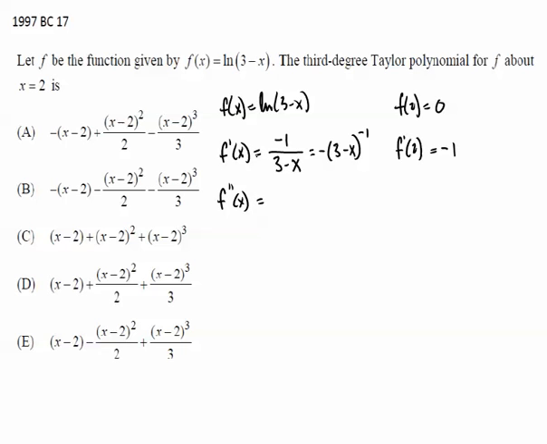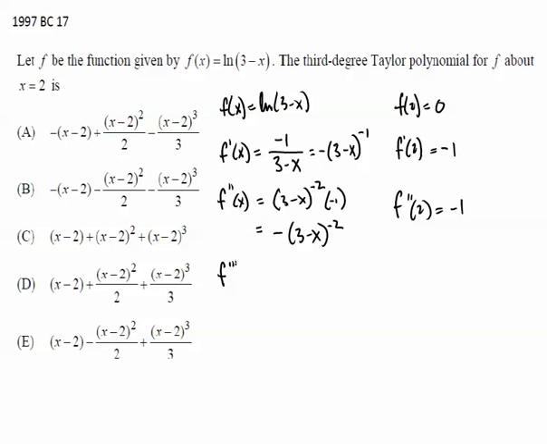Well, when we bring down the negative 1, we're going to get a positive, so it's 3 minus x to the negative second. However, by the chain rule, we still need a negative 1, so that's going to be negative 3 minus x to the negative second, and f double prime of 2, the second derivative at 2, is going to still be negative 1.